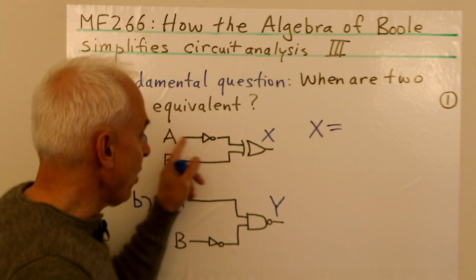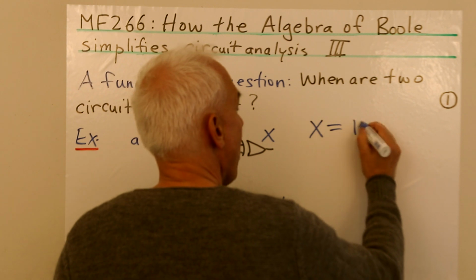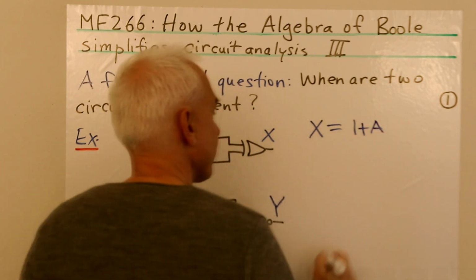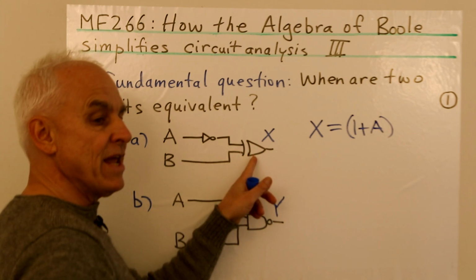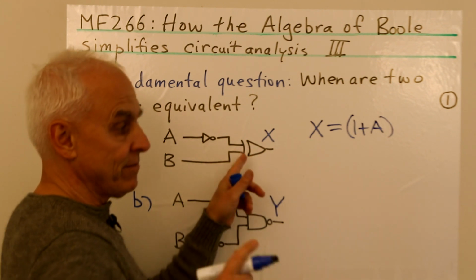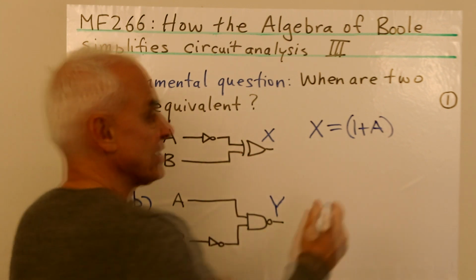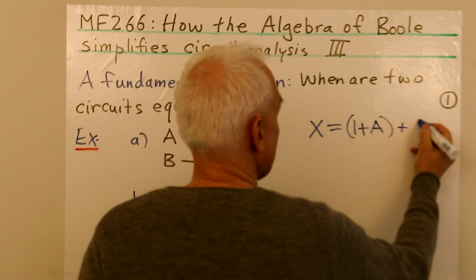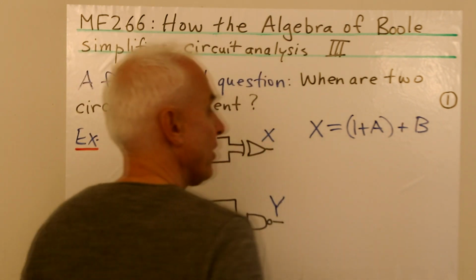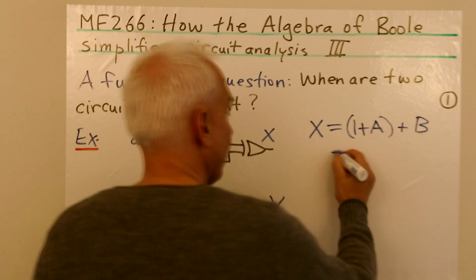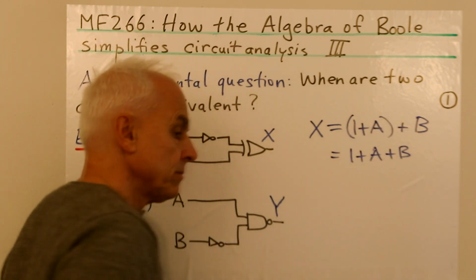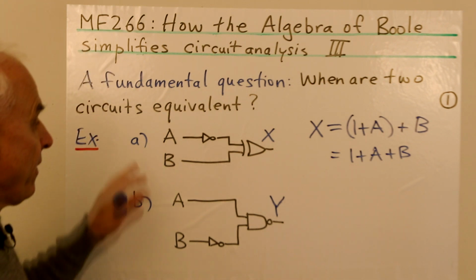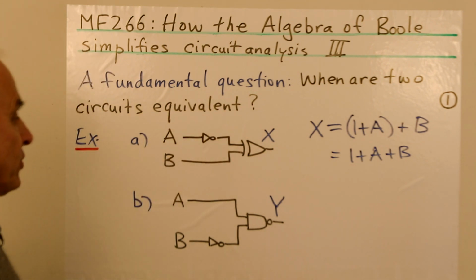So the input on this side, on the top here, is 1 plus A. That's the input. The input here is B. And what are we doing? We're taking a sum of those. This is an XOR gate, which is just addition in the algebra of Boole. So it's 1 plus A plus B. So there's the canonical Boole polynumber that represents this circuit.